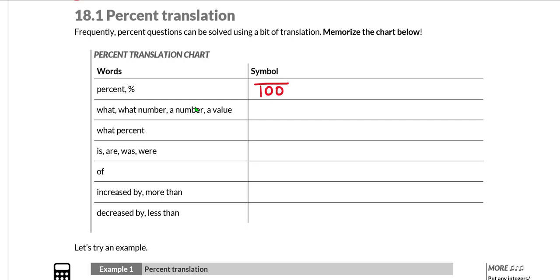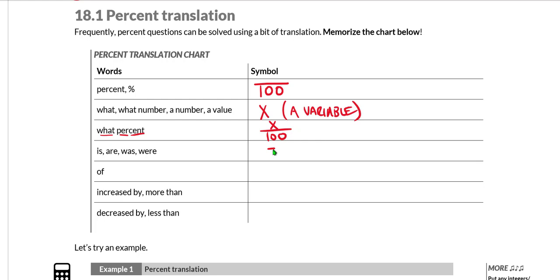What or what number or a value, those would all translate to an unknown. What or what number, a value means we don't know something, or there's something that we may need to figure out. So that would translate to a variable. Obviously, you can use an n, you could use a p. I'm going to write in parentheses here a variable, just so we don't confuse that x with multiplication. What percent is just a combination of these first two. What percent means what divided by 100, which means we are doing x over 100. That is how we translate what percent.